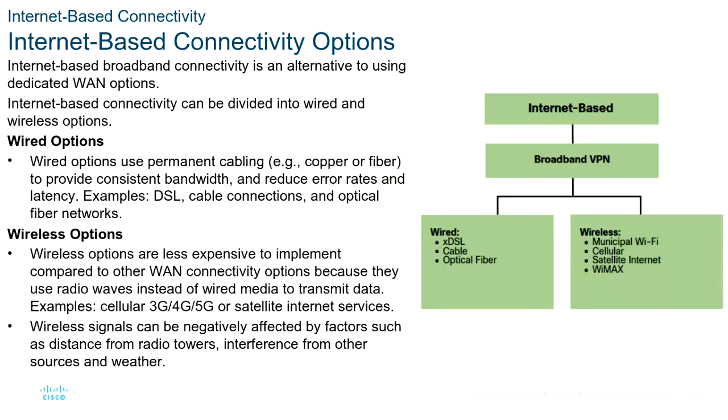Okay, wired and wireless. We can use twisted pair copper cables. We can use fiber optic cable. This gives us some reliable, consistent bandwidth, fairly low error rates. So DSL, cable modems, optical fiber networks are all examples of this. In the wireless world, some cities have municipal Wi-Fi. You can use cellular. If you're in the middle of the desert in Arizona and there's no wires nearby, you can use satellite internet like Hughes network.